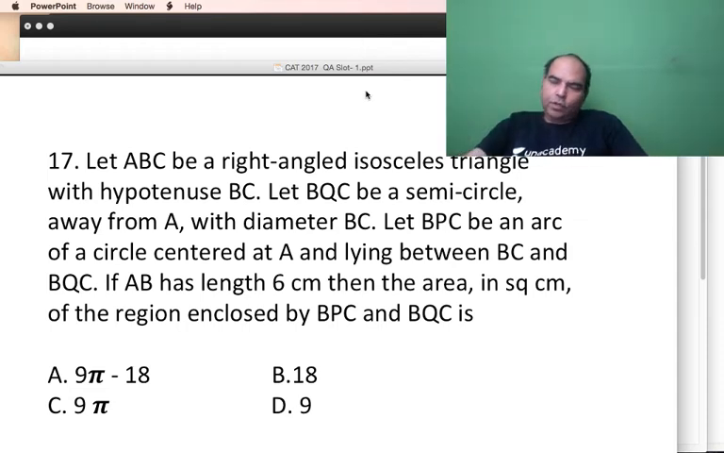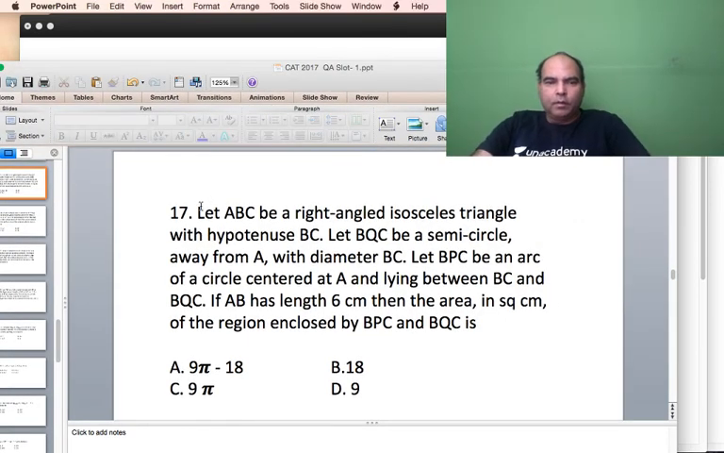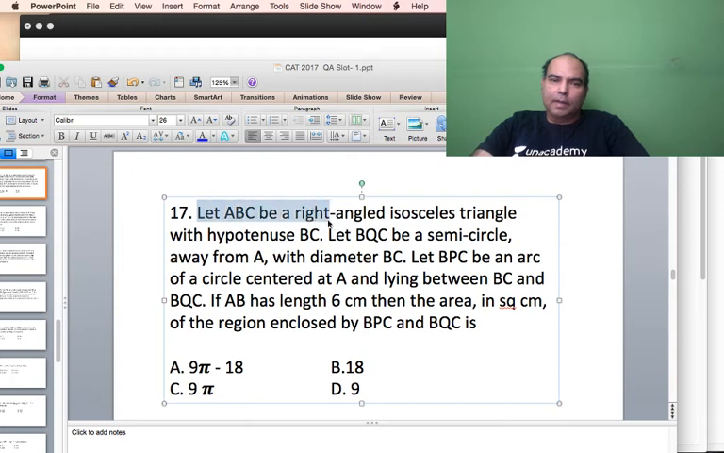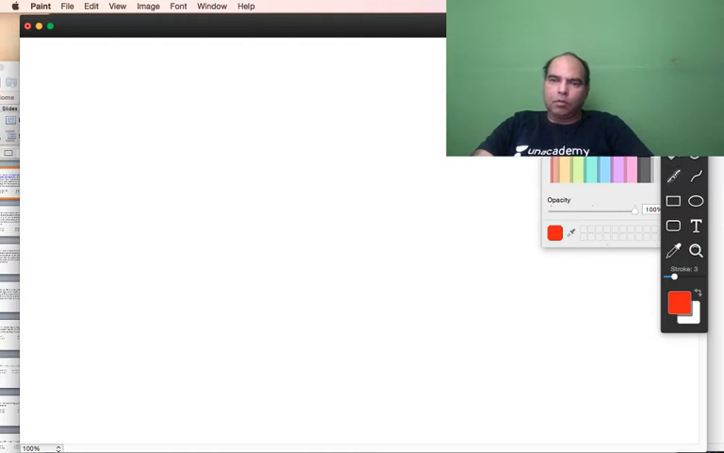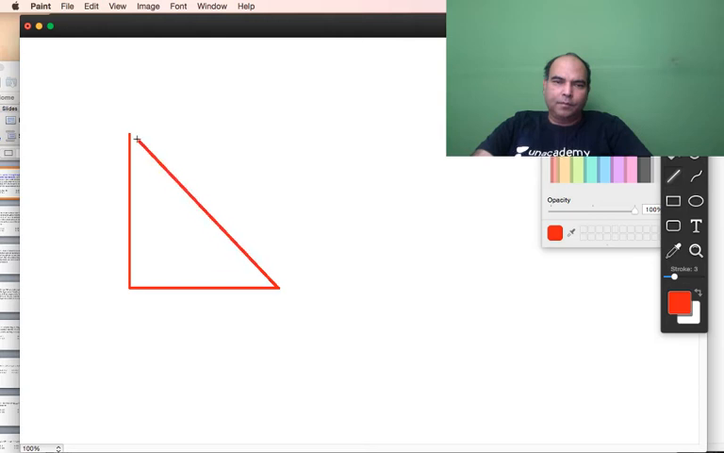Okay, so let's look at this question. The first thing it is saying is that ABC be a right angle isosceles triangle with hypotenuse BC. So let's make sense of that in the form of a picture. So the first thing you'll do is you'll make an isosceles triangle ABC with its hypotenuse BC. That also means that A is this vertex, the right angled vertex, because the hypotenuse BC has to be the hypotenuse. This is the starting construction, and we know that these two are equal. AC and AB are equal lengthwise.